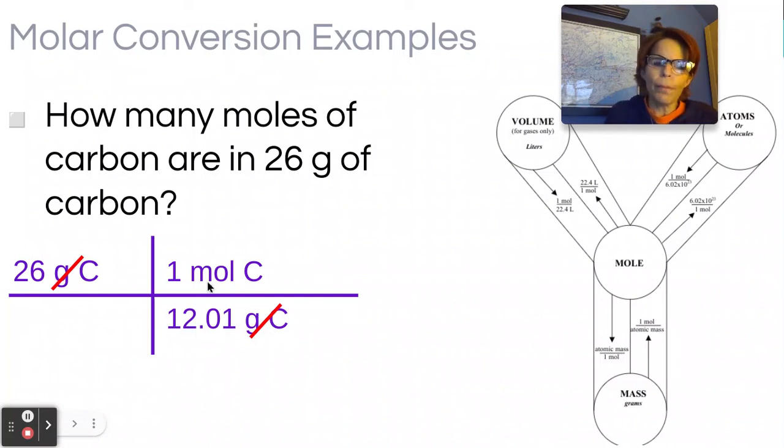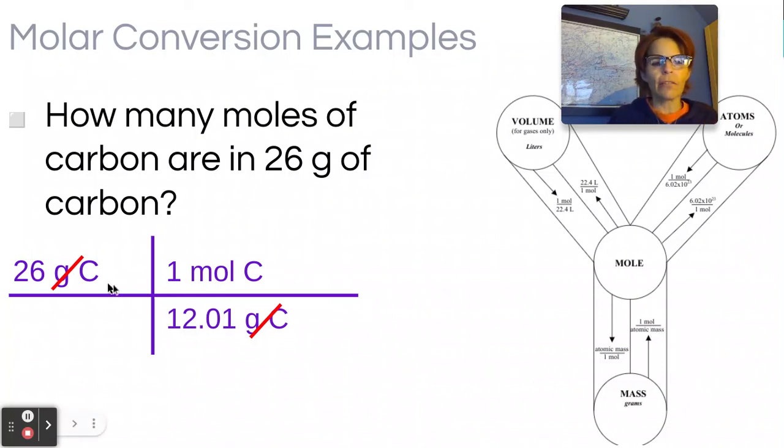Now, what's super important is any time that you're converting with moles, it's always going to be 1 mole. So when it's part of a conversion factor, look on here, 1 mole, 1 mole, 1 mole, and 1 mole. It's never going to be any other number of moles. That's what the conversion factor is always going to be, 1 mole.